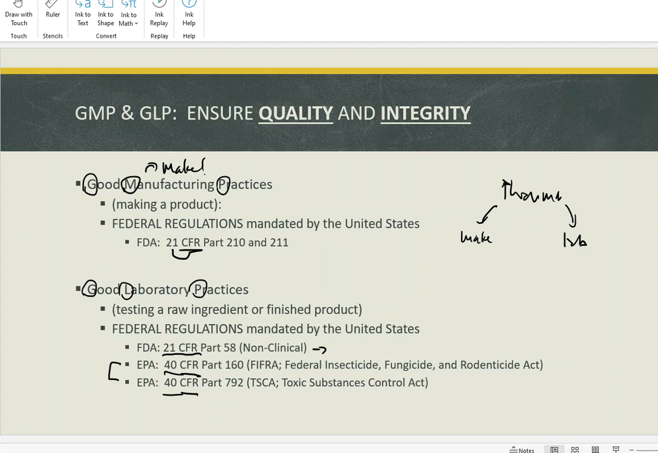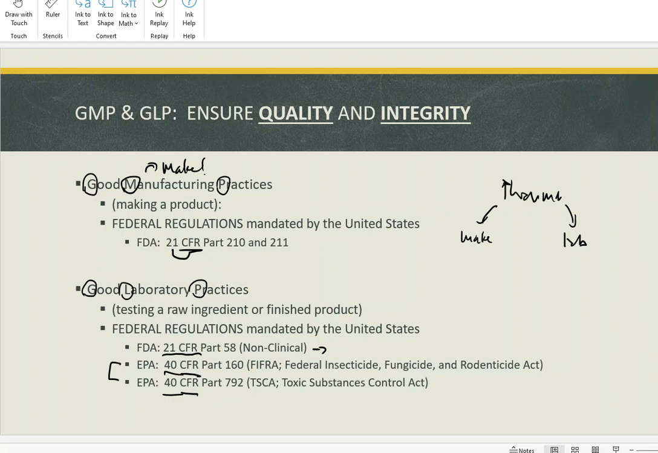And 40 CFR Part 792, that is all about the toxics. So those are definitely not supposed to be there. So we want to make sure that if a pesticide was approved back in the 1980s, and that pesticide was used for a number of years, and then the EPA is like, oh, whoops, this causes cancer, then they take that off the market, and they want to make sure that that particular component does not get used from that moment on.